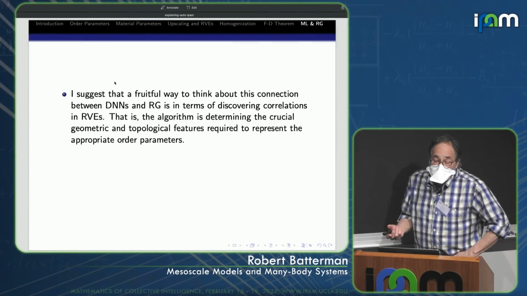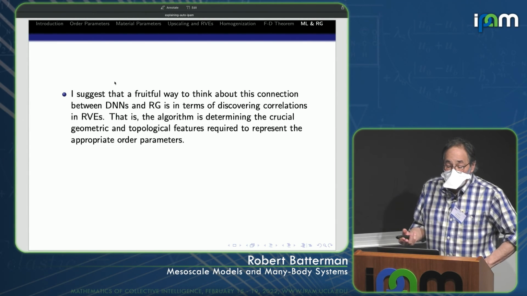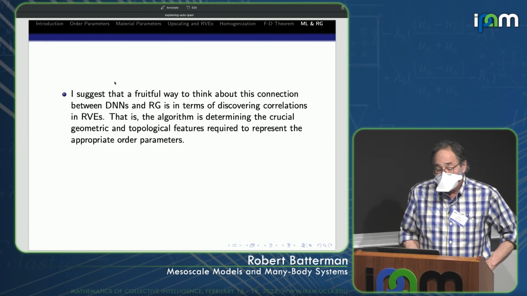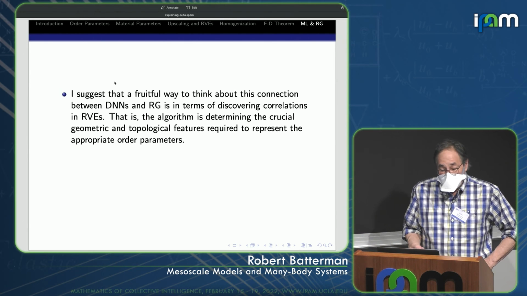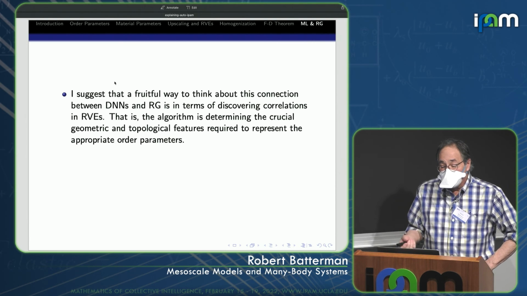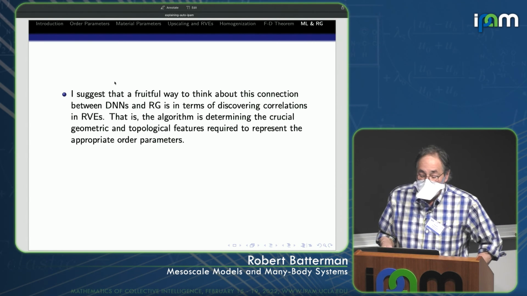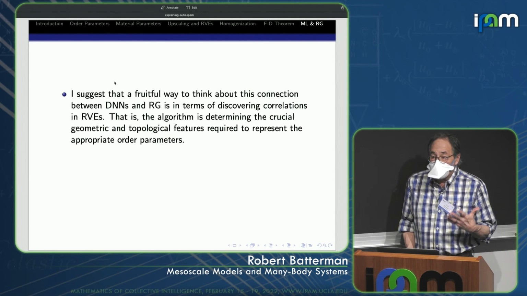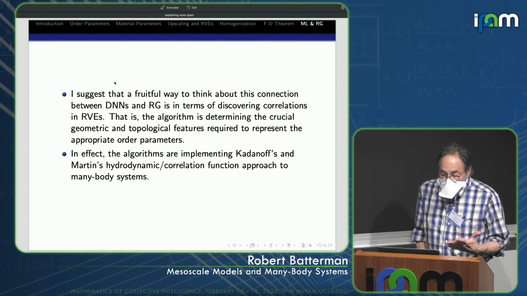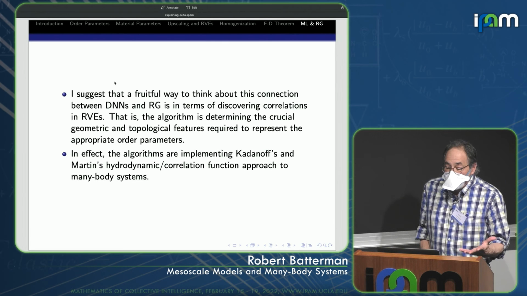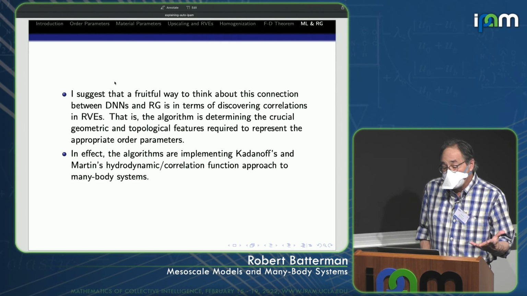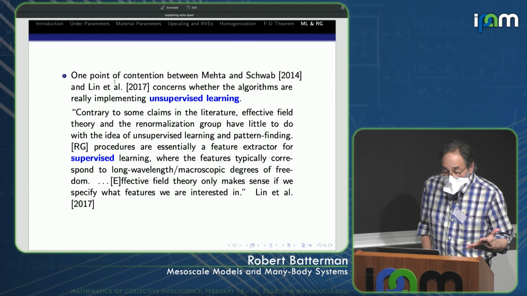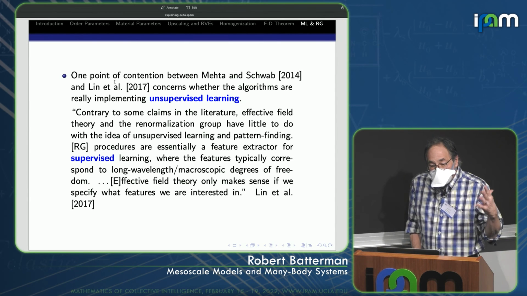So I want to suggest that a fruitful way to think about this connection between deep neural nets and RG is in terms of discovering correlations in representative volume elements. It seems that the algorithms are determining the crucial geometrical and topological features required to represent the appropriate order parameters. In effect, I think that their algorithms are implementing Kadanoff and Martin's hydrodynamic correlation function approach to many body systems. One last thing.